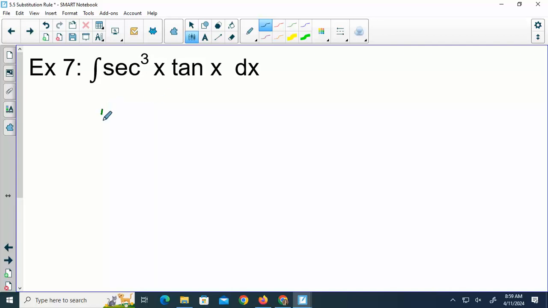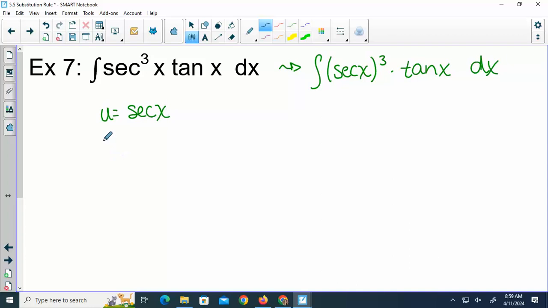Now I've been telling you that u was the inside function. Here that's a little less obvious unless you think about what this means. It's the integral of secant cubed, which means secant of x to the third. So what's on the inside? What is the derivative of secant? And we put the dx on the end.